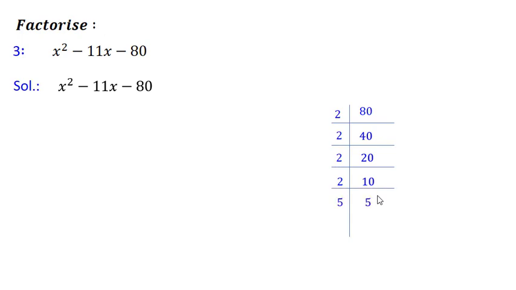You will get that 80 can be written as 2 into 2 into 2 into 2 into 5, right? So these are different factors, but I have to club them into parts such that their addition is minus 11. As this term is negative, the two factors are one positive and one negative, and the larger factor should be the negative one. Now as this is an odd number, I have one factor even and one factor odd, so that their difference is odd.